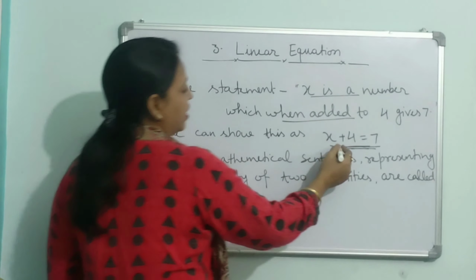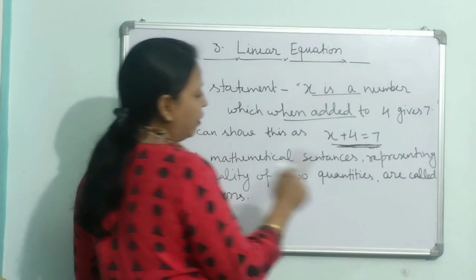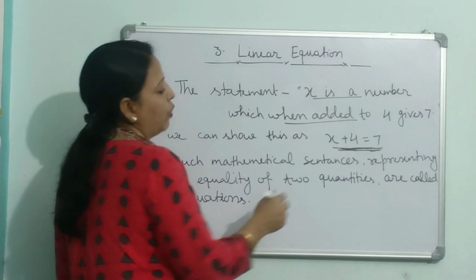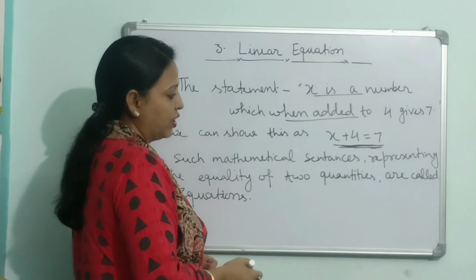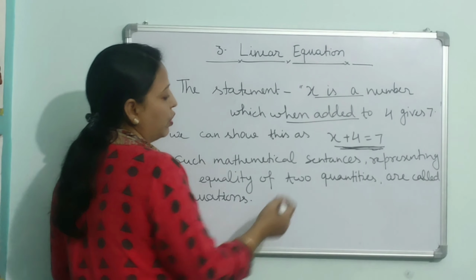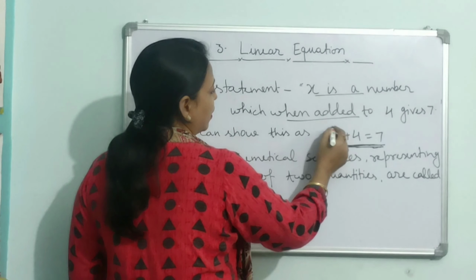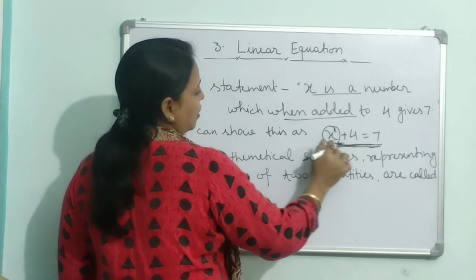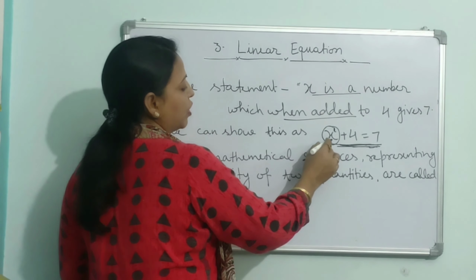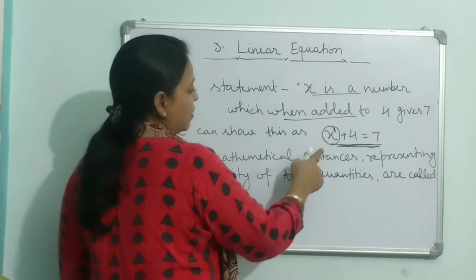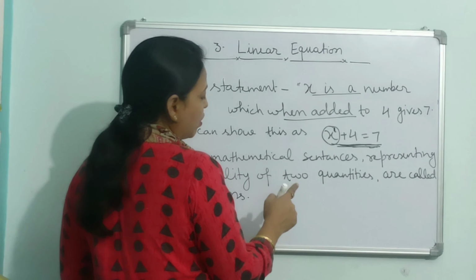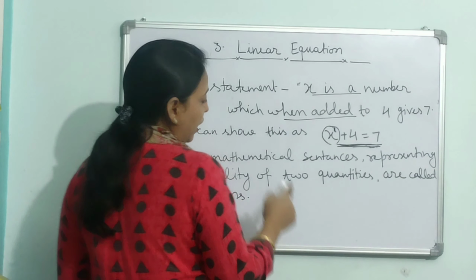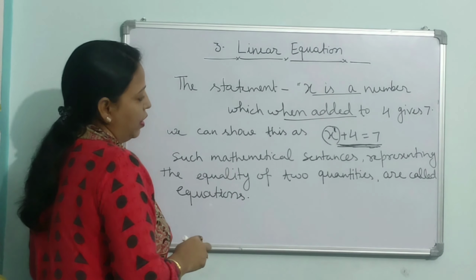This is your linear equation. In the first chapter of algebra, the fundamental concepts, you have learned the degree of an equation or degree of any polynomial. Here you can see in this equation the highest power is 1, which means the degree of this polynomial is 1. So this is the linear equation. Linear equation means when the degree of that equation is 1.